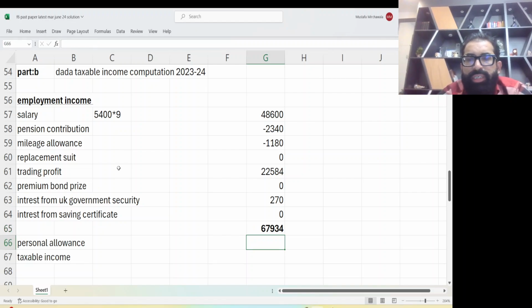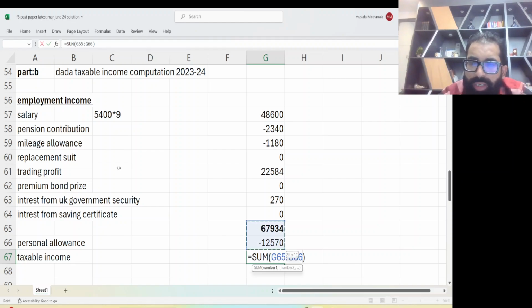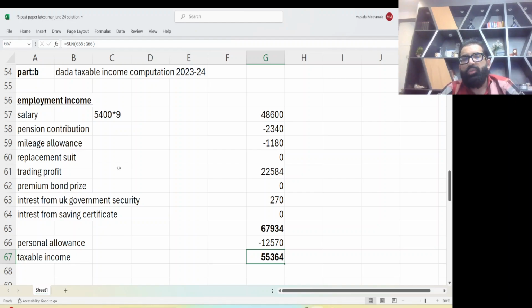And use your common sense, use your brain. As your total income is 67934, your ANI will also be 67934, which is less than 100,000. So your personal allowance will be 12570. Finally your taxable income will be 55364. Okay, so you have finally done it.